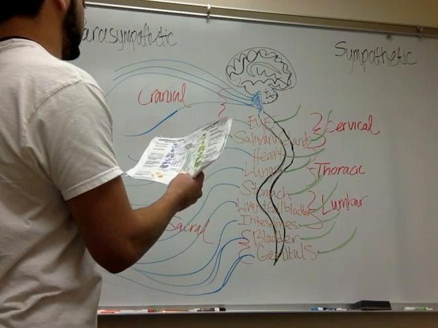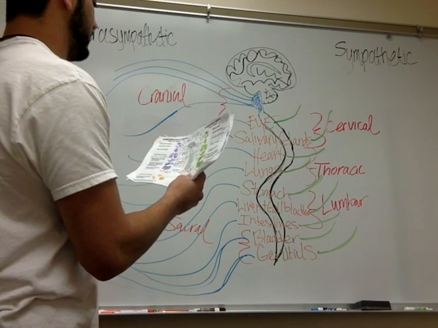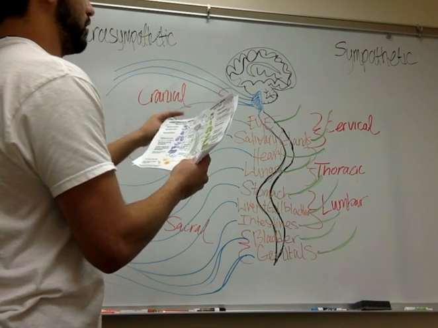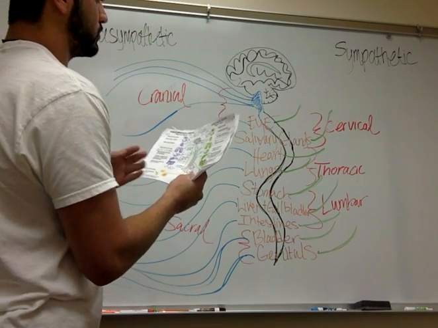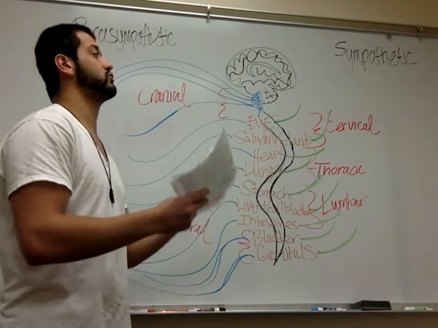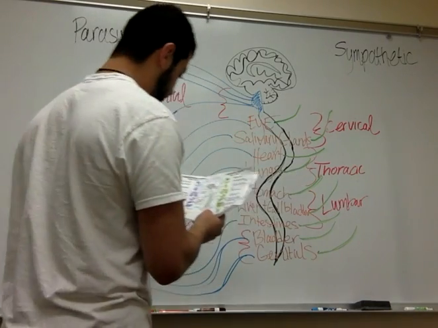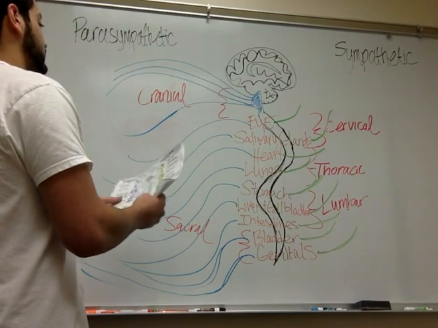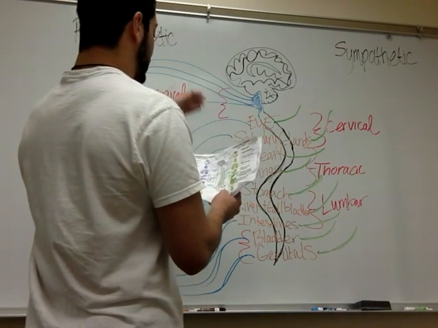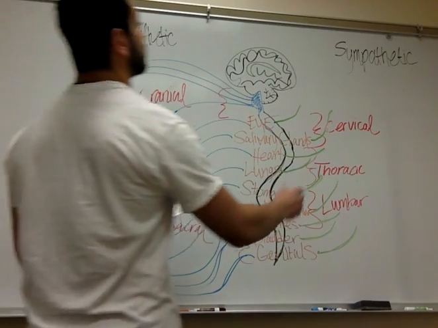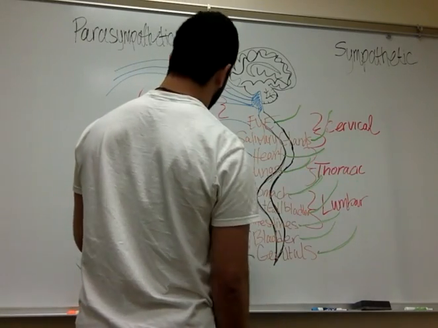These are constricted in the rest and digest, and in the sympathetic, the bronchioles dilate, and this allows us to breathe more effectively during this strenuous period. Next we have the stomach, and we can definitely see why we wouldn't want to be hungry in such a strenuous condition.